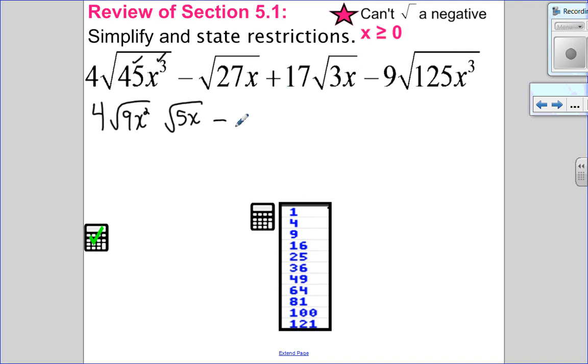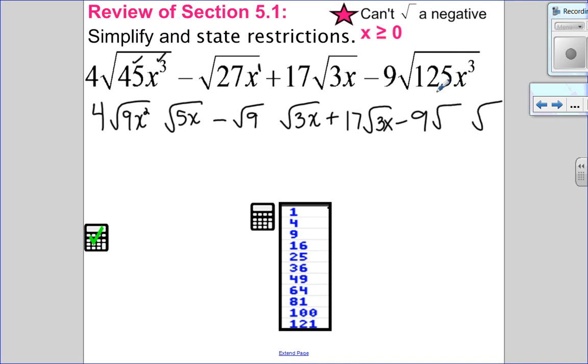Minus 27, the root of 27x. So 27 has a perfect square factor of 9 with 3 left over. X is to the exponent of 1, so it's not yet a multiple of 2, so it goes in the non-perfect factors. Plus, now 3x can't be broken down any more than that. Minus 9 times, so 125 has a perfect square factor of 25. 25 times 5 is 125. And x cubed, skip counting by 2's. The first one is x squared, and I'm left with x.